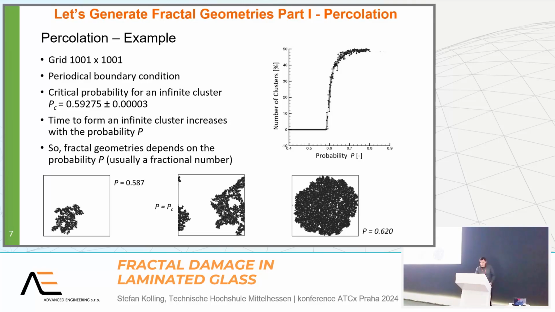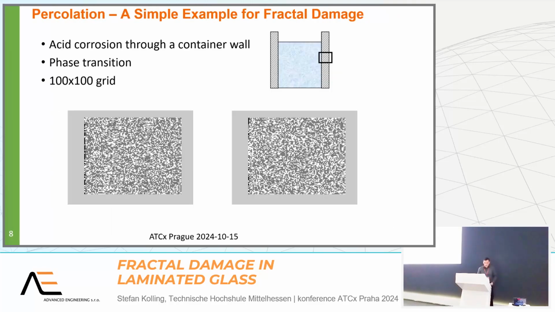Here is an example: acid corrosion through a container wall. You can see the wall in the upper part. The question is, can acid travel through the wall or not? Here is a very simple model for this phase transition, a 100 times 100 grid. On the left-hand side we are lower than the critical percolation point.